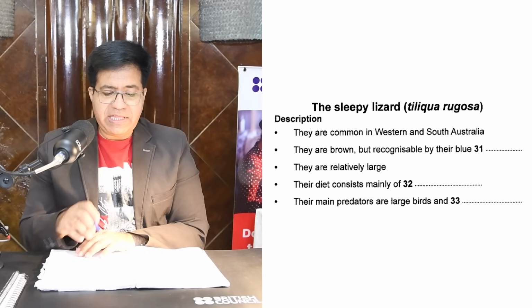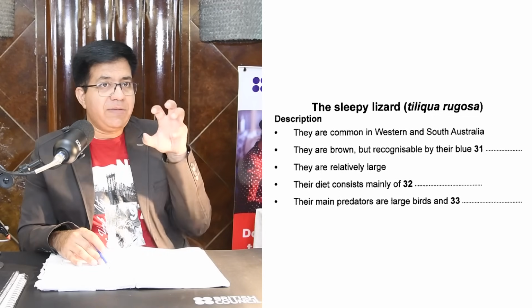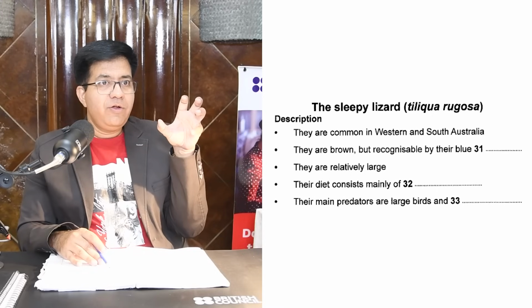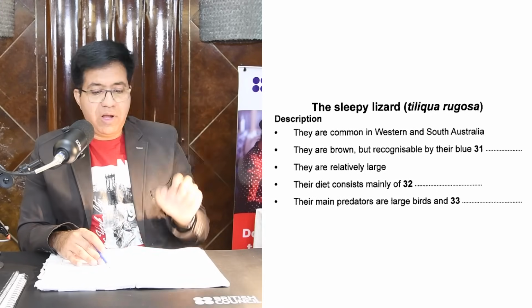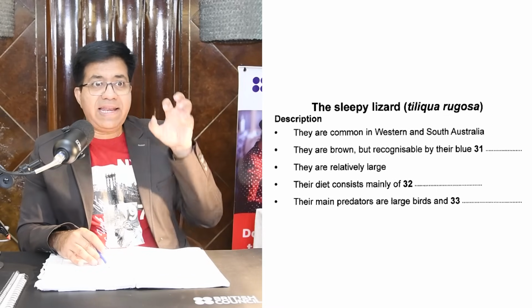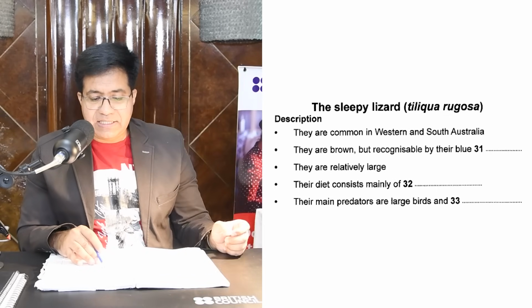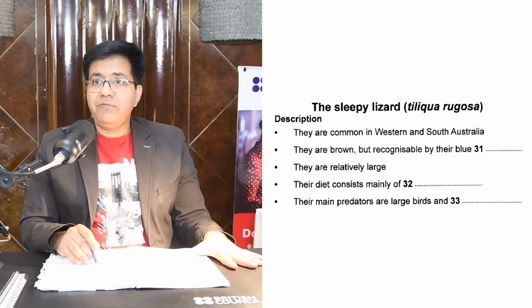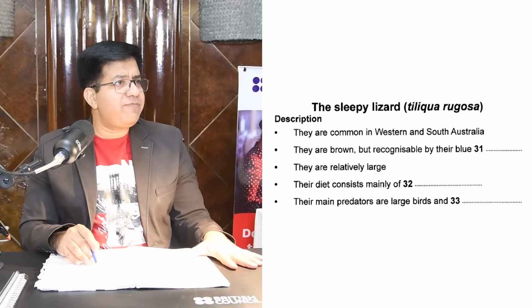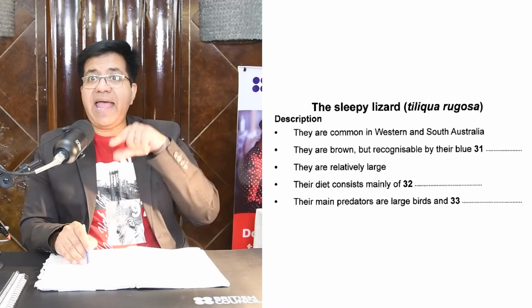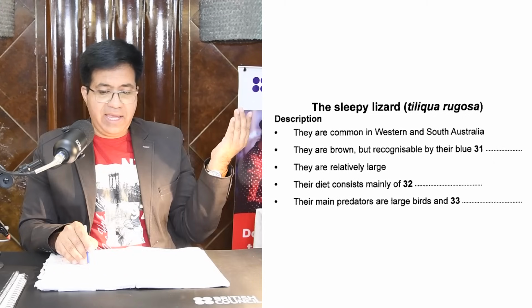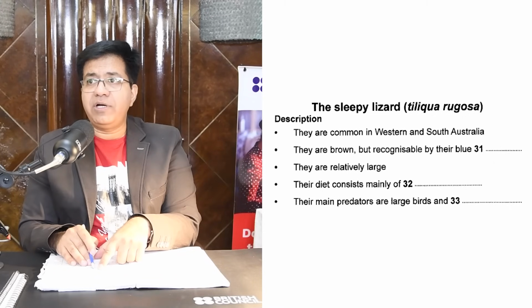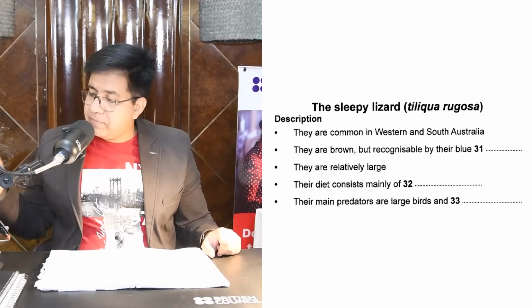Question number 33. Their main predator. A predator is an animal. For example, lion and zebra. Which animal is the predator? The lion is the predator. The lion eats the zebra. So their main predator means an animal that eats the lizard: large birds. For large birds, they may use the word eagles, falcon and all that. And then a dash, so it means another animal that eats the lizard. Okay? And the answer will come after large birds.